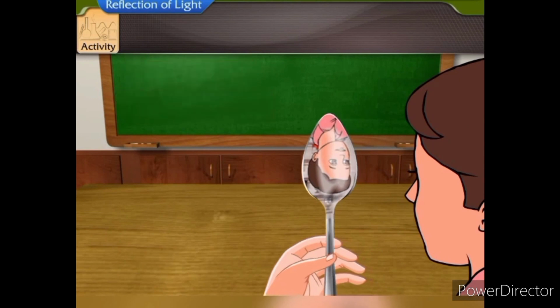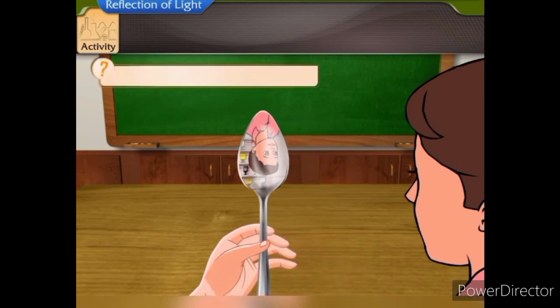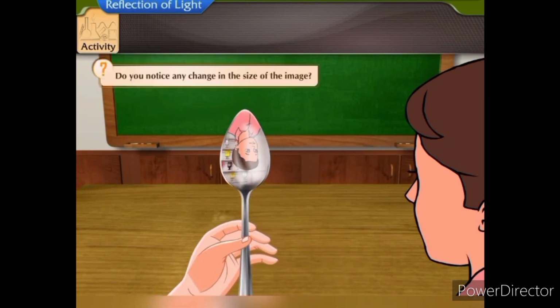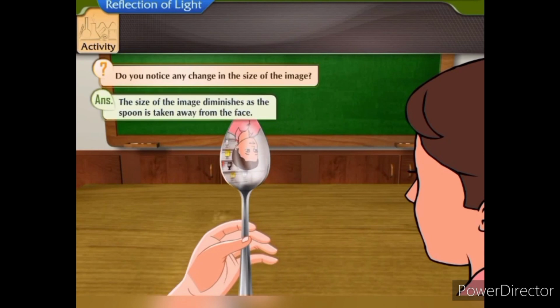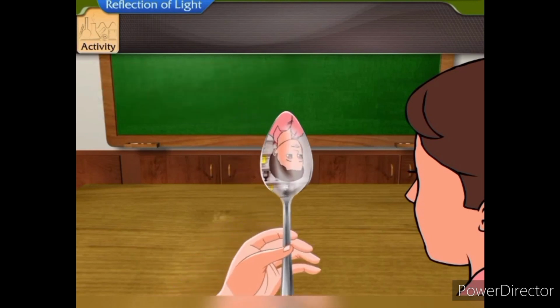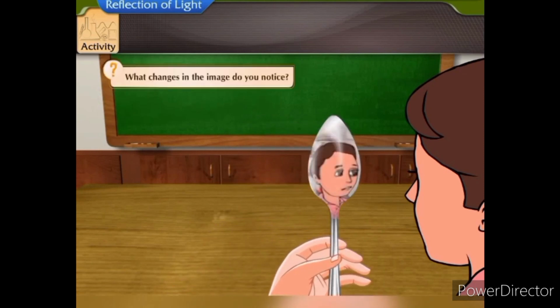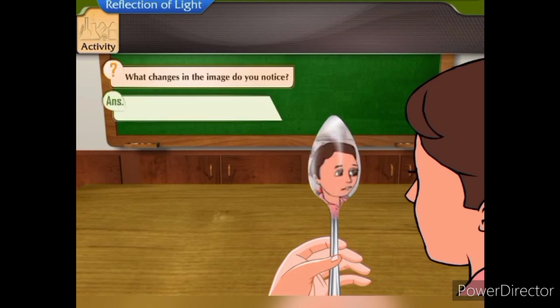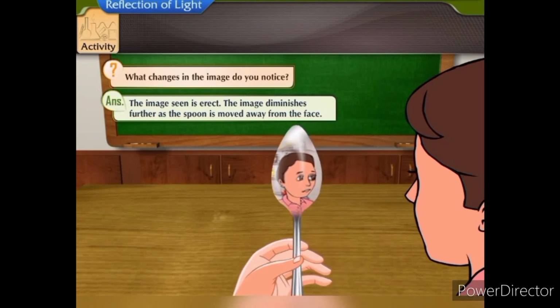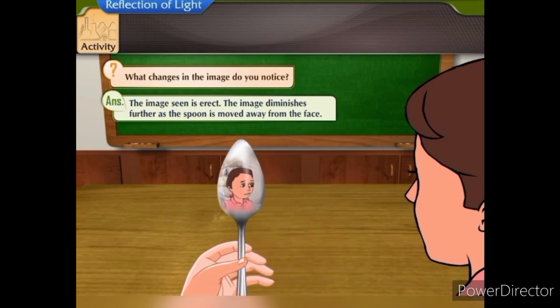Now, take the spoon away from your face. Do you notice any change in the size of the image? The size of the image diminishes as the spoon is taken away from the face. Now repeat the activity by turning the spoon. What changes in the image do you notice? The image seen is erect. The image diminishes further as the spoon is moved away from the face.